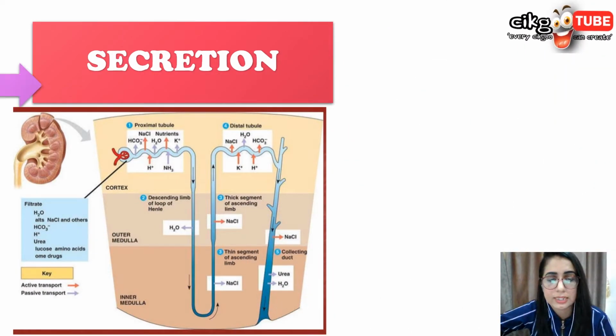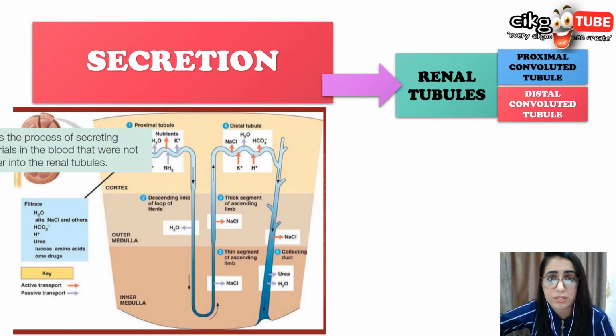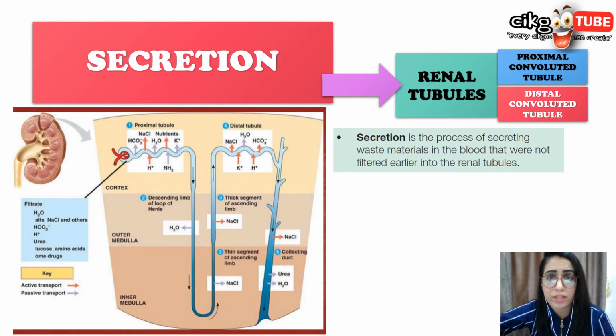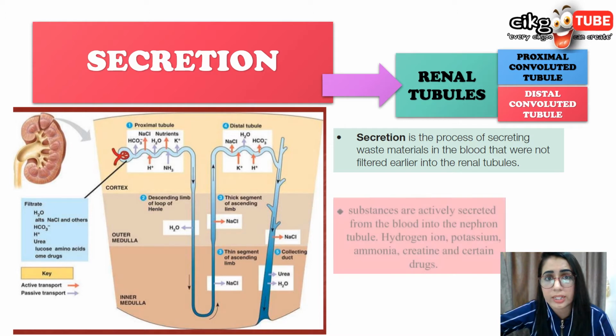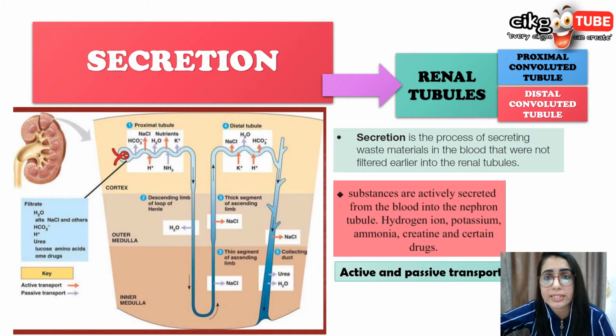Now let's look at secretion. Secretion is the movement of dissolved ions which are unfiltered from capillaries around the renal tubules into the renal tubules. This process occurs both by active and passive transport. Secretion occurs mainly in the proximal convoluted tubule and the distal convoluted tubule.